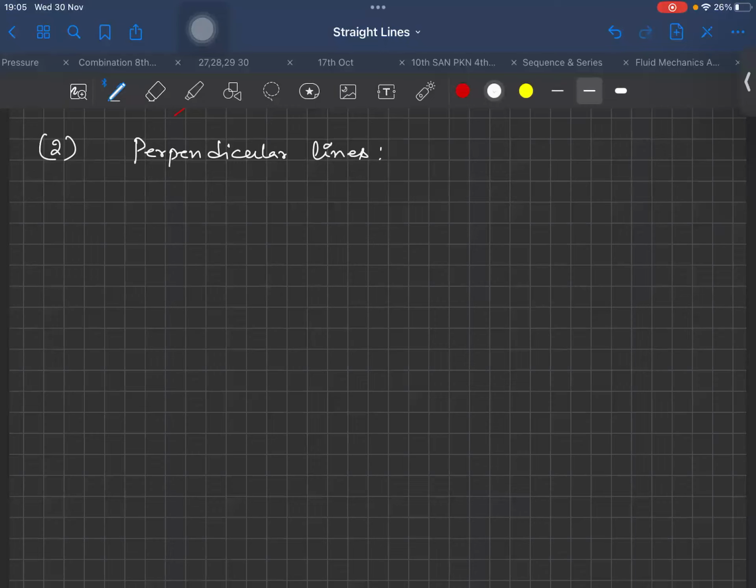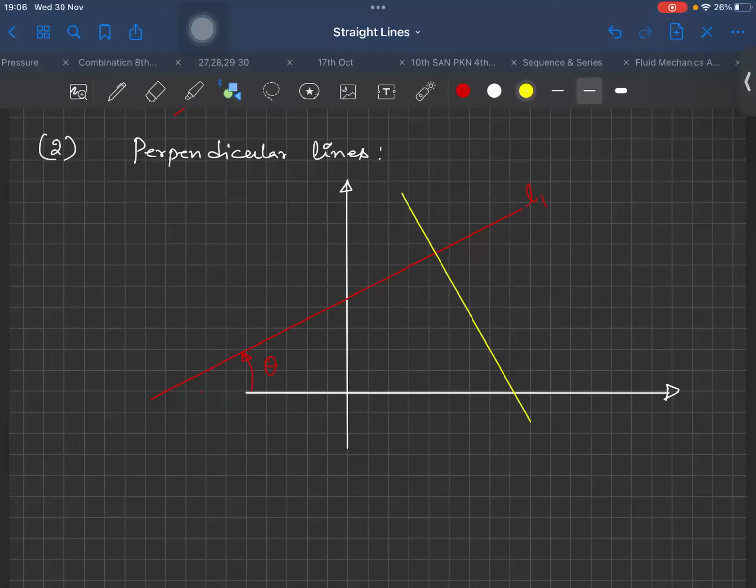So when two lines are perpendicular, Murli, when can you say that two lines are perpendicular? Perpendicular means what? Two lines make an angle of how much? 90 degrees with each other. Let's say this is one line, a line like this, and it makes an angle theta with the x-axis. Let's say this is line L1. And another line, it should be perpendicular, something like that. So this is line L2.